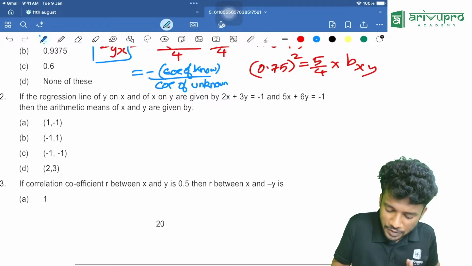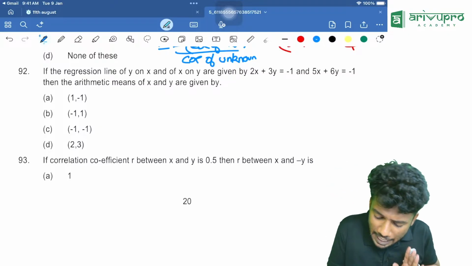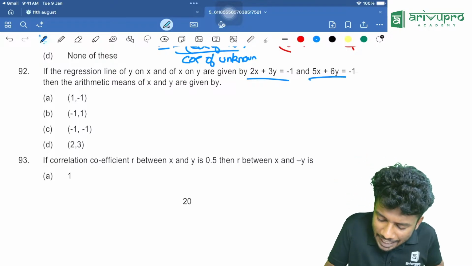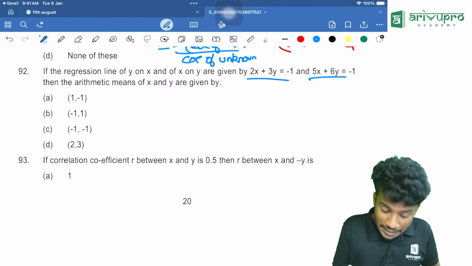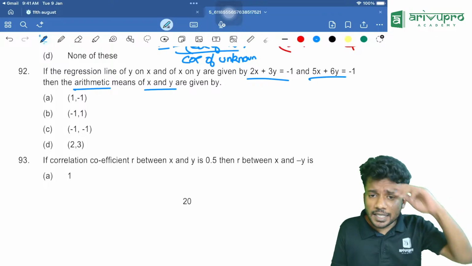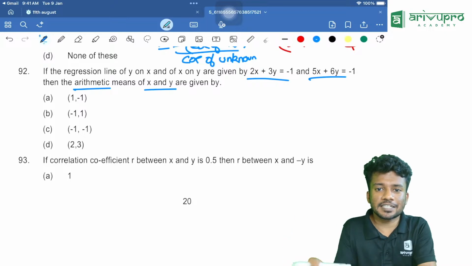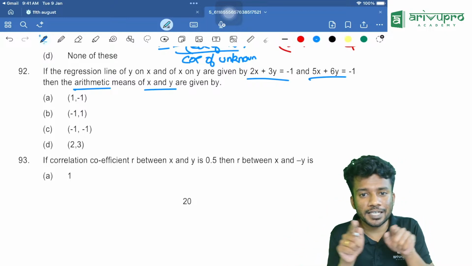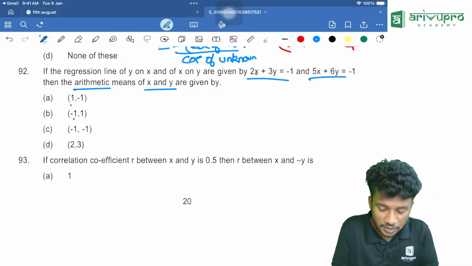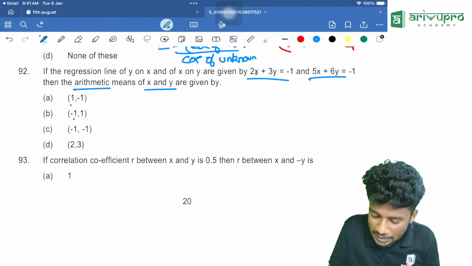Okay, next one. Now look here. If the regression lines of y on x and of x on y are 2x plus 3y is equal to minus 1 and 5x plus 6y is equal to minus 1, then the arithmetic means of x and y are given by what? Now I think you remember, whenever means are directly given, we will substitute the options and check whichever option is satisfying both the equations. That means instead of x and y, we put 1 and minus 1 or minus 1 and 1, accordingly, and whichever option we are substituting, we should get the RHS.